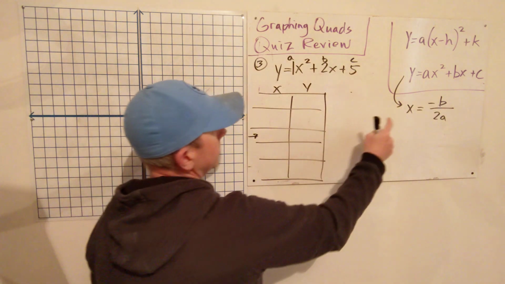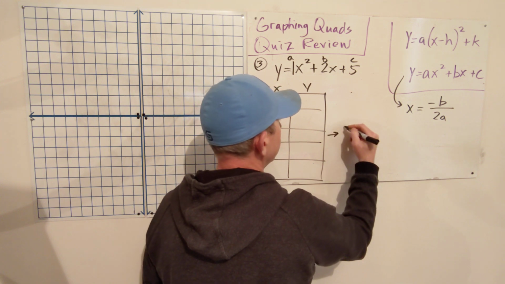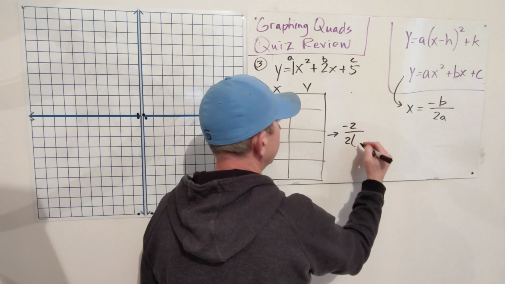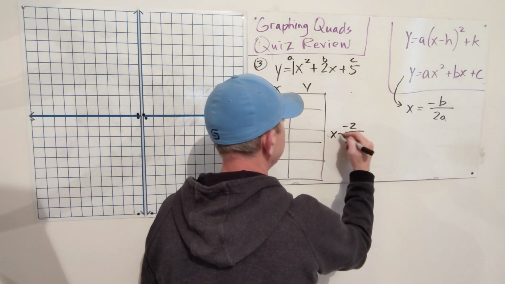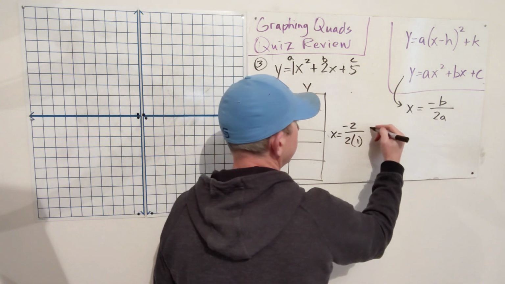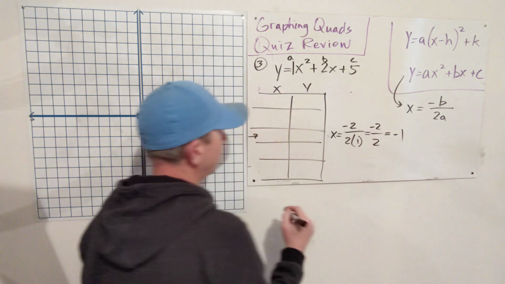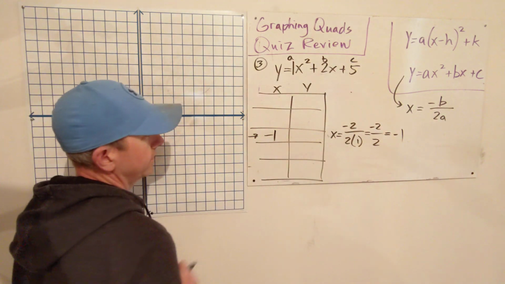Okay? So to get the x value, we're going to go opposite of b. So this one would be negative 2 over 2 times a, which is 1. All right, so that's going to be the x value equals that. So we get a negative 2 over 2, which is equal to negative 1. So negative 1 is going to go in the x spot. That's the x value of the vertex.